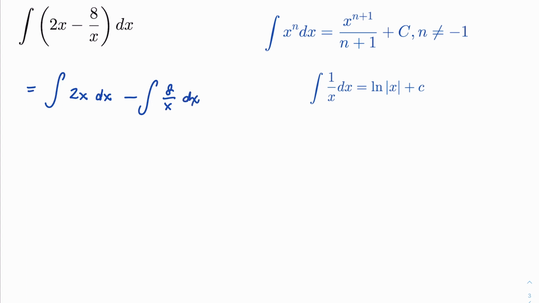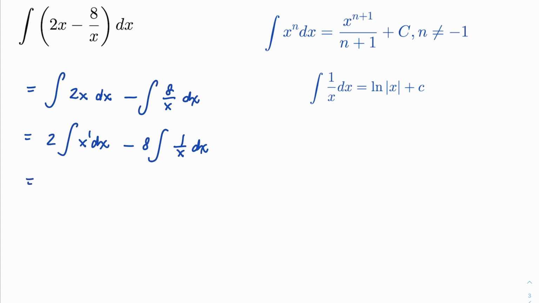And then because we have constant multiples in each of these integrals, we can remove the constant, or I should say move it to the outside. So this is 2 times the antiderivative of x minus 8 times the antiderivative of 1 over x. So by the power rule, now remember, x is really x to the first.